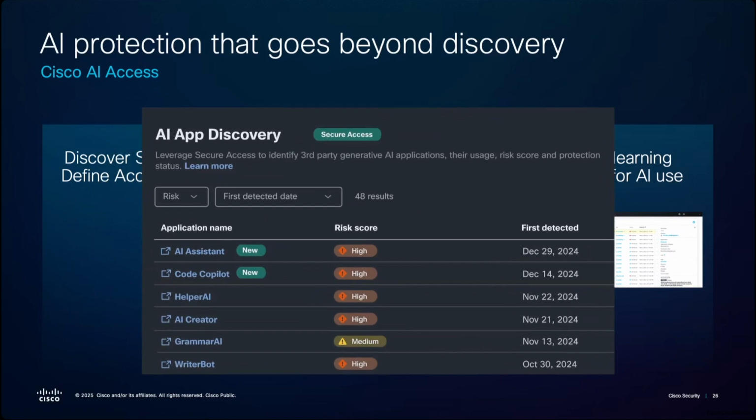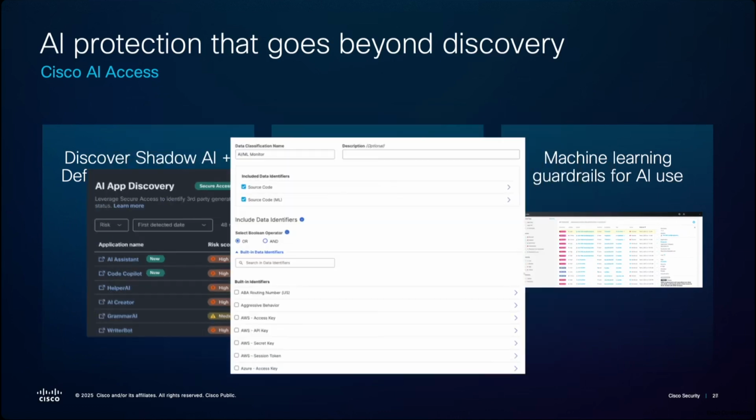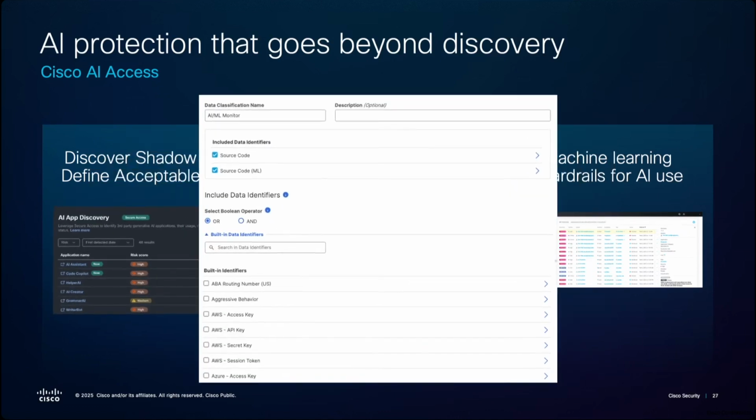Once we are able to understand what the applications are, this is where we can implement some of the guardrails for effective governance. The first one we could do from that standpoint is leverage capabilities like inline data loss prevention using out-of-the-box identifiers for sensitive data types. This could be AWS access keys, Azure access keys. This could be PII, PCI data, and a host of other identifiers that we're able to look for out of the box. But we're not stopping there.